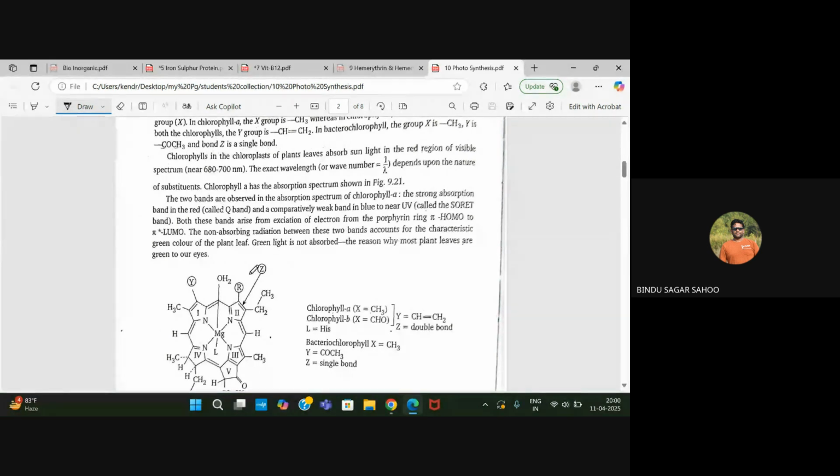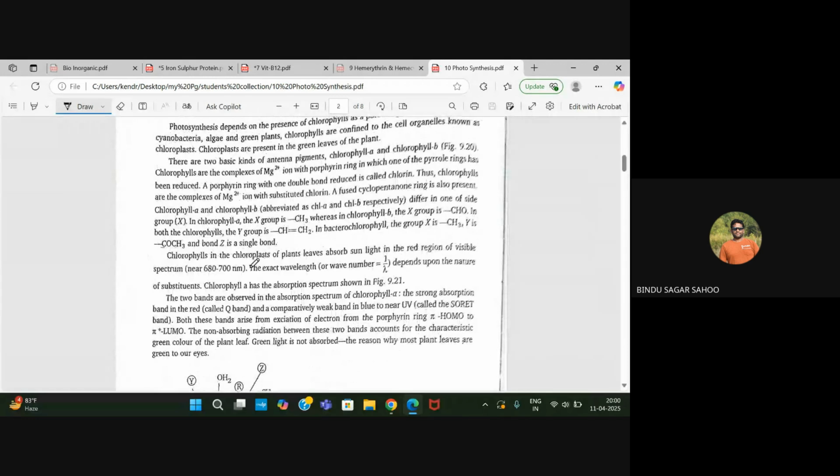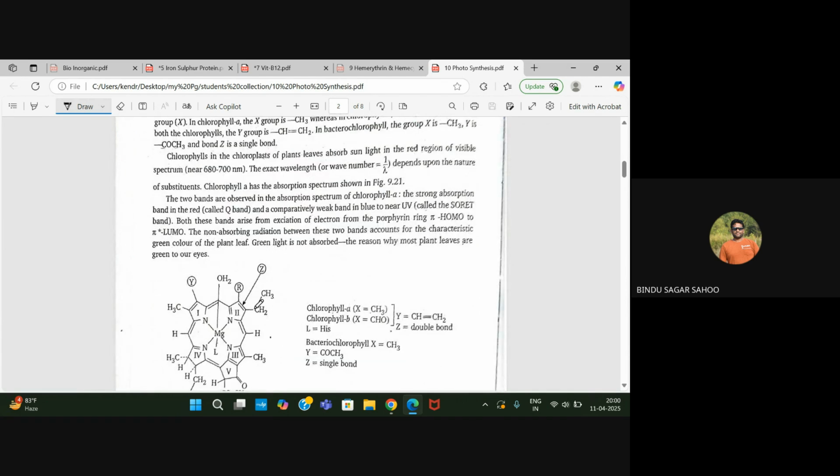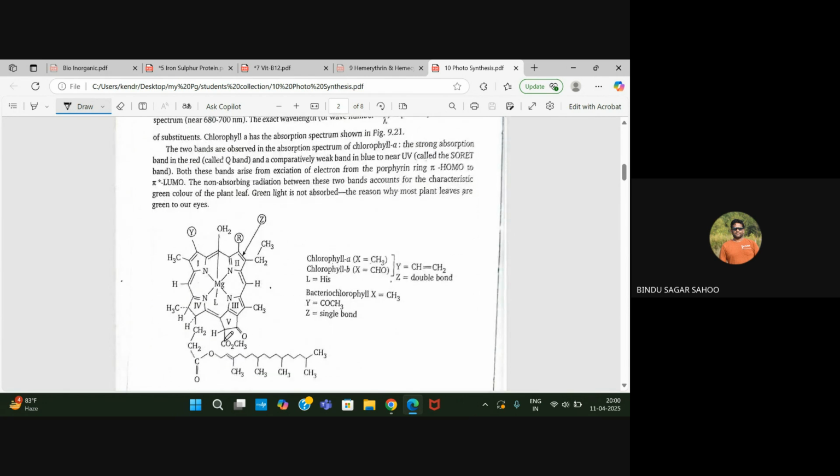Chlorin ring means we cannot say chlorine. This is called the CHLORIN ring. The cyclic ring is named as the chlorin ring due to some structural modification. And in the metal active site, magnesium is present. Mg2+ is present. Okay.